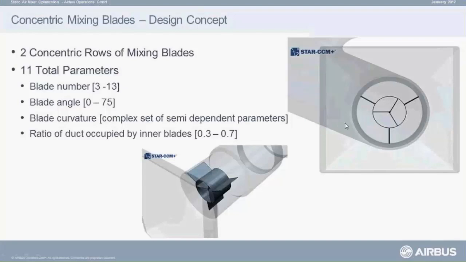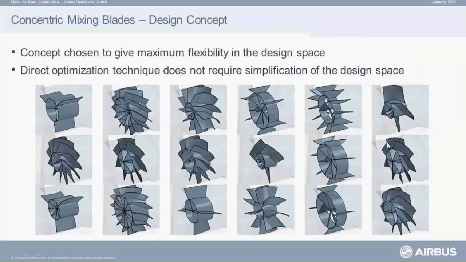And these 11 parameters are describing basically the geometry. So we can change the number of plates, then the angle of the plates, the curvature, and also the ratio of the diameters here, of the inner diameter and the outer diameters. So when we look at these different designs, we can see that we have a large variety of possible designs.